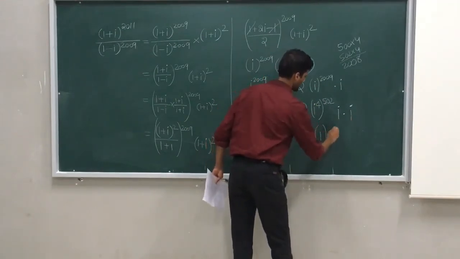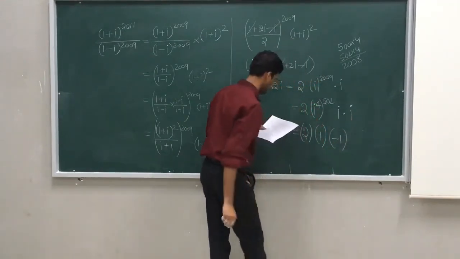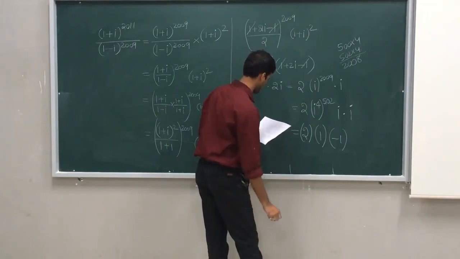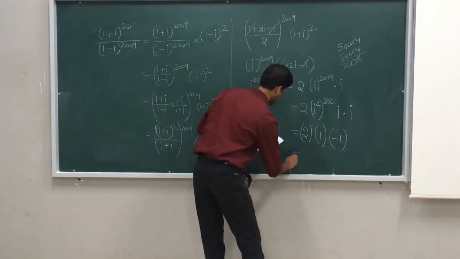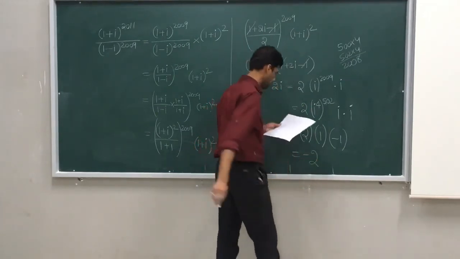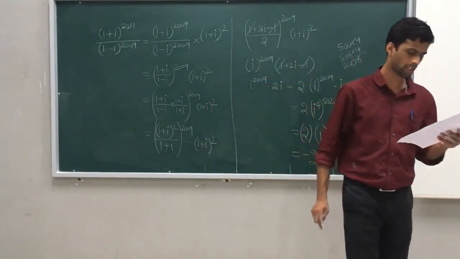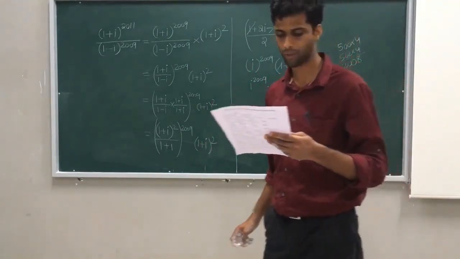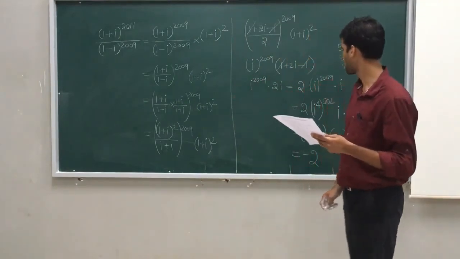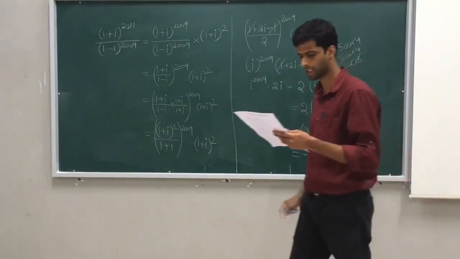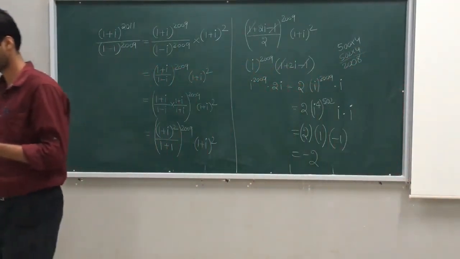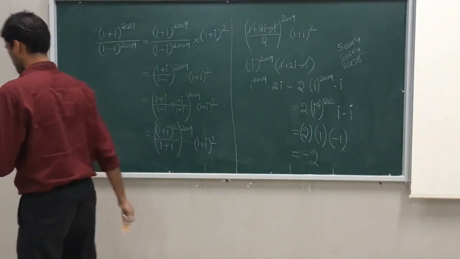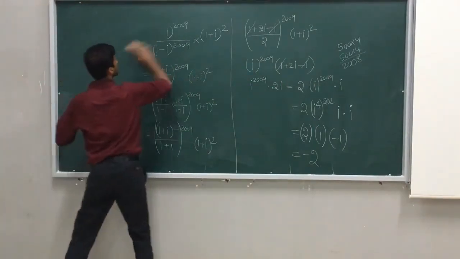i into i square minus 1. Therefore 2 into minus 1. The option is minus 2, which is there as a D. Therefore, for question number 23, option D is the right answer. Okay, let's move on to the 24th question.